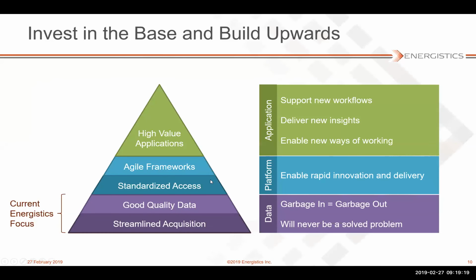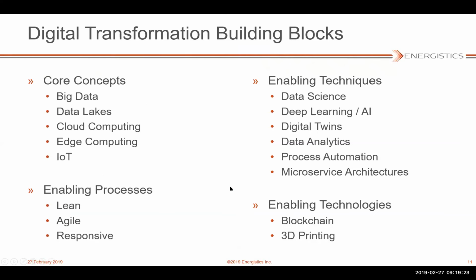So as organizations go through this process and start creating, in particular, these middle layers, the agile frameworks, the standardized access, and managing the quality of the data, there's some common themes throughout them. So people are trying to bring big data together. They're using data lakes. They're using computing in the cloud, or they're doing it at the edge. They're using IoT to get data from their sensors. They're using a lot of processes depending on where they are.